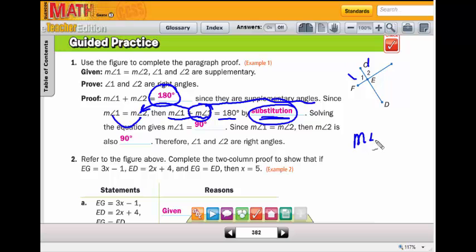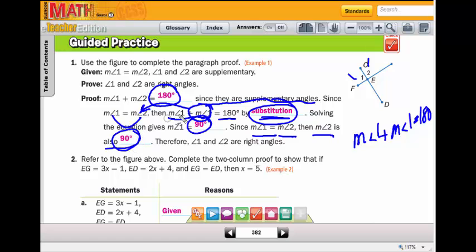Solving that equation, we would have the measure of angle 1 plus the measure of angle 1 equals 180. Solving the equation gives the measure of angle 1 equals 90 degrees. Since the measure of angle 1 equals the measure of angle 2, then the measure of angle 2 is also 90 degrees.